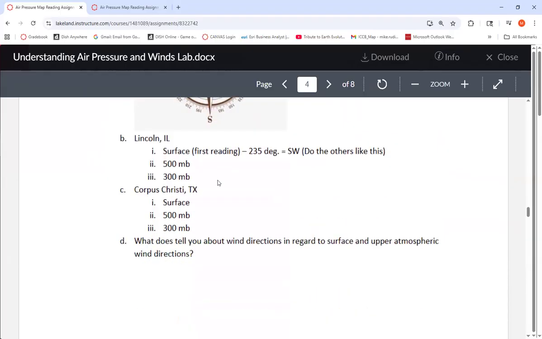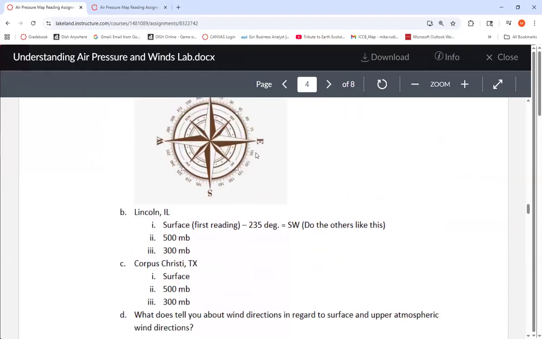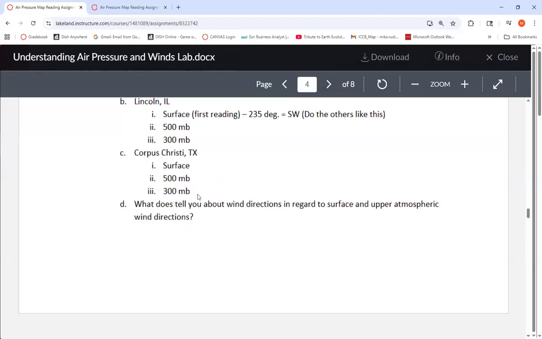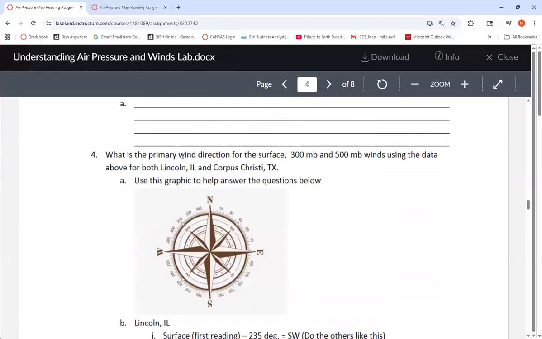What you should be observing is that depending upon what level of the atmosphere you're at, the wind directions do begin to shift. And it depends on whether you're in the westerlies in Lincoln versus Corpus Christi, Texas. You could very well see a shift in wind directions that indicate you're in different wind belts. So that takes you through question 4.